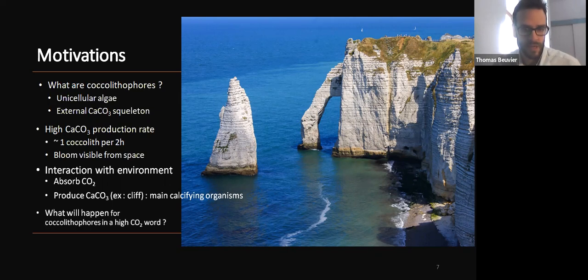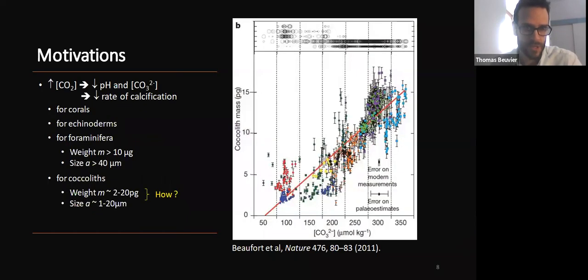So researchers are interested to forecast what will be the destiny of these coccolithophores in a high CO2 world. Maybe you know this, but if you increase the CO2 concentration in air, the consequence is that you will decrease the pH and decrease the concentration of carbonate in the ocean. And this may lead to a reduction of the calcification rate. So it's true for corals, for echinoderms, and it seems to be true for foraminifera and coccoliths also.